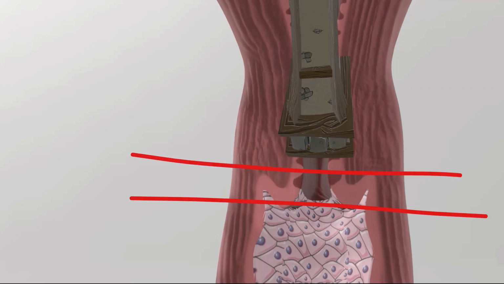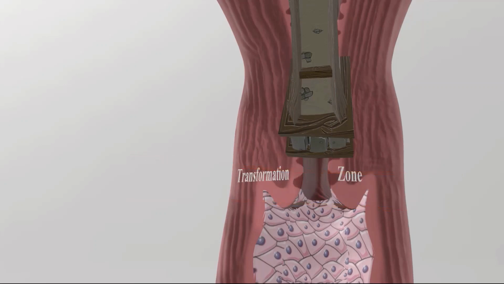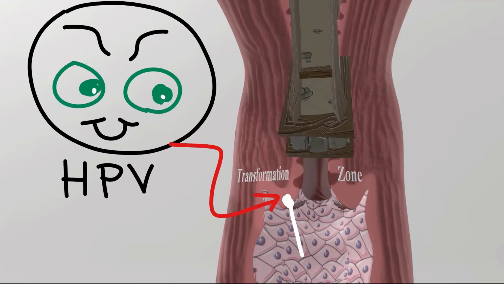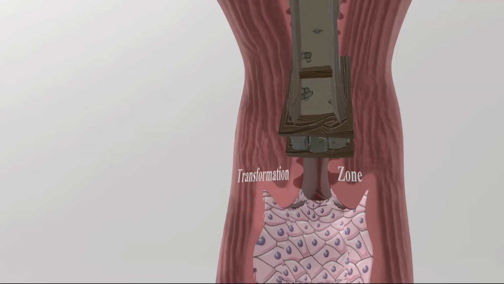In between them is the transformation zone. So here we see the transformation zone between the endocervix and the ectocervix. The reason why this is important is because this is where we perform the pap smear. It's really important to get the cells over here because this is where HPV tends to infect. So again, if you want to do a pap smear, do it at the transformation zone, at the area where it transitions from the squamous epithelium to the columnar epithelium.